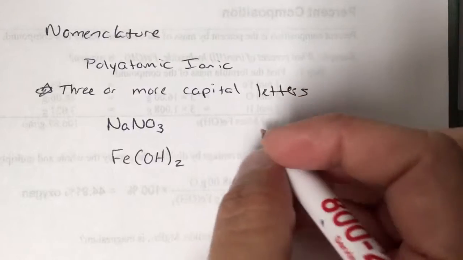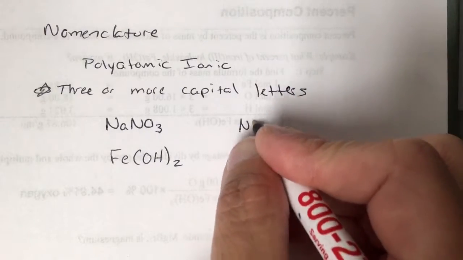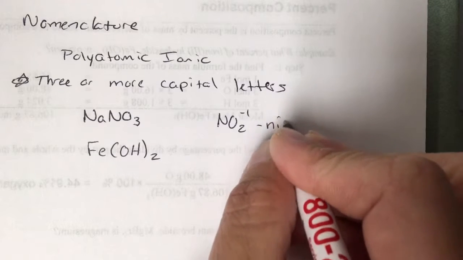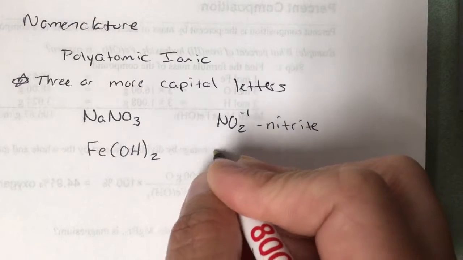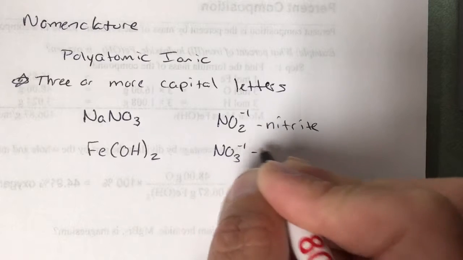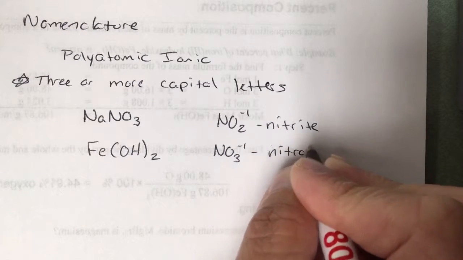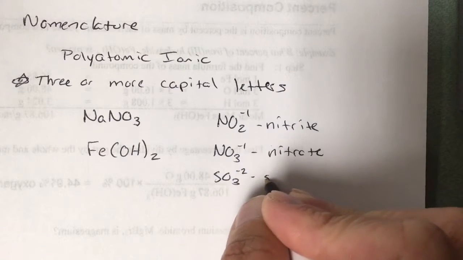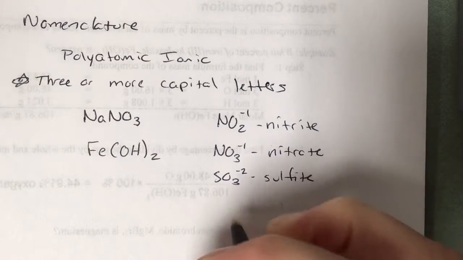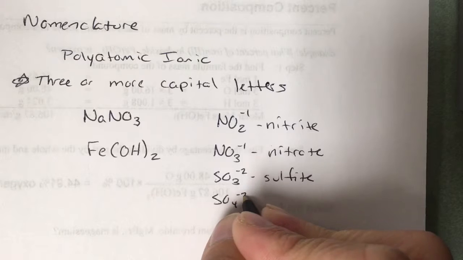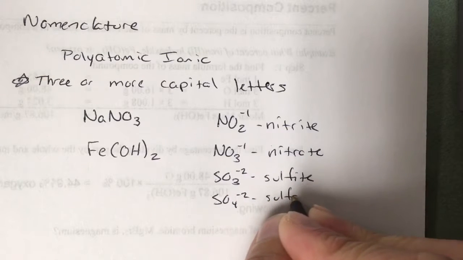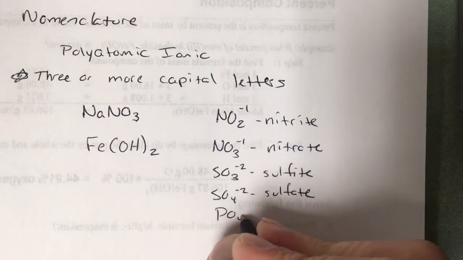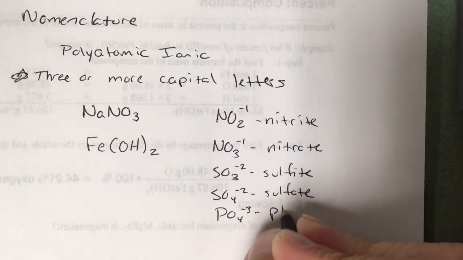There are some I expect you to memorize, polyatomic ions. There's NO2, has a -1 charge. That's nitrite. There's NO3, has a -1 charge. That's nitrate. There's SO3, -2 charge. That's sulfite. SO4, -2 charge, sulfate. There's PO4, -3 charge, that's phosphate.